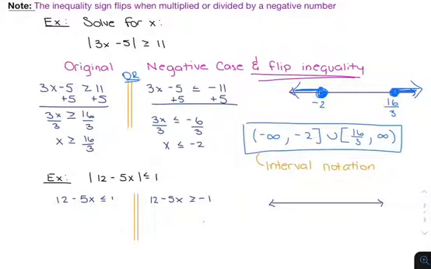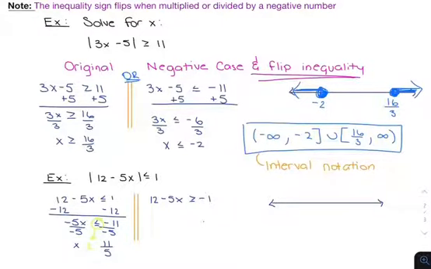If we solve for this, we can subtract 12 from both sides, and now we're left with negative 5x less than or equal to negative 11. So to solve for x, we have to divide both sides by negative 5. And if we do this, remember that our sign changes whenever we're dividing by a negative. This means that our less than or equal to sign is going to change to greater than or equal to. And again, a negative over a negative is a positive, so we have positive 11 over 5. So that's one solution.